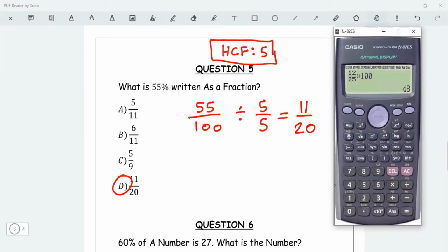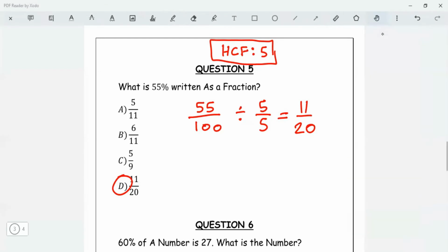Beautiful. Again, I always say it's good to have a calculator to check your answer. You just type in 55 over 100, press equal, and it gives you the 11 out of 20. That's what you get when you check it. Nice.